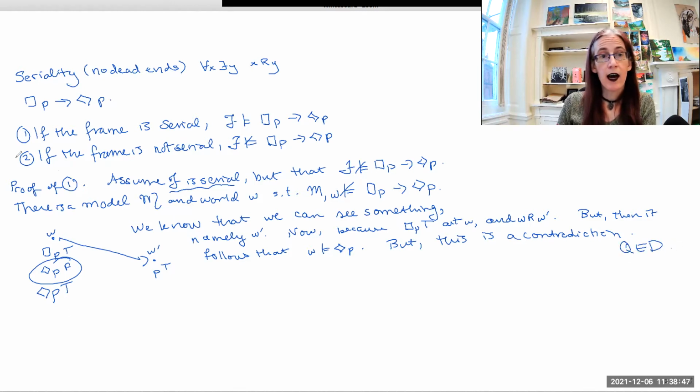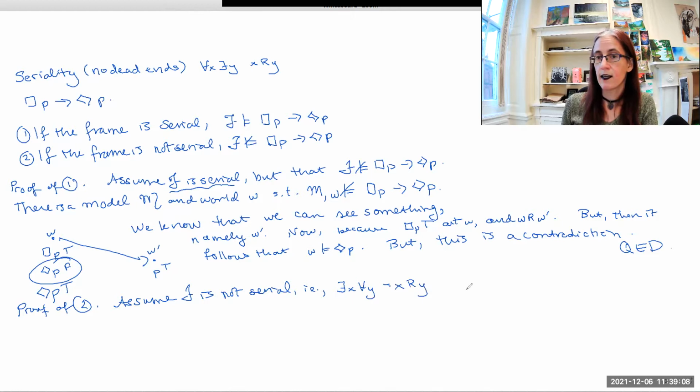So let's look now at the second one. So proof of 2. We're going to start off by assuming we have a frame that is not serial. So assume F is not serial, i.e., there is some world X such that for every Y, it's not the case that X sees Y. What does this mean? I.e., X is a dead end.